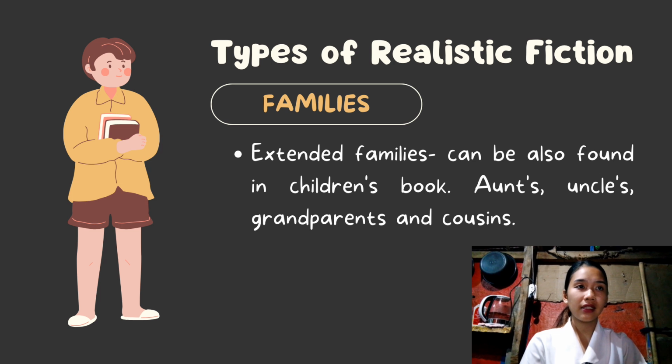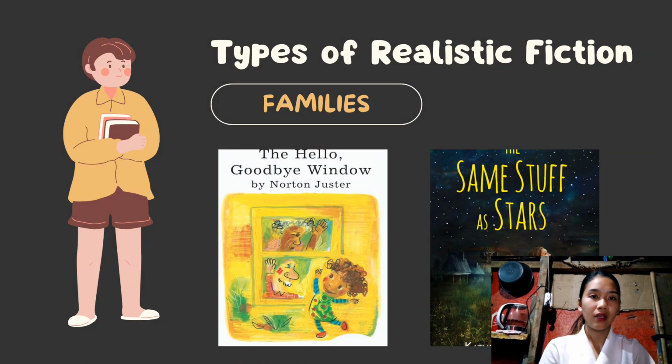The other one is extended families. Extended families can also be found in children's books: aunts, uncles, grandparents, and cousins. So these stories include relatives like grandparents, aunts, uncles, and cousins, showing how broader family networks provide support, wisdom, and companionship. They teach children about diverse family structures and the value of shared bonds beyond the nuclear family. These are examples of the nuclear family: Hello Goodbye Window, and the same stuff as stars.